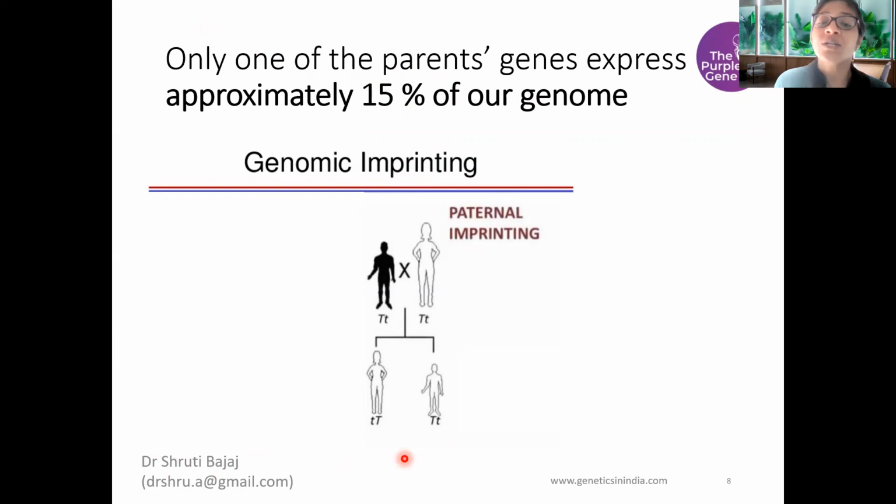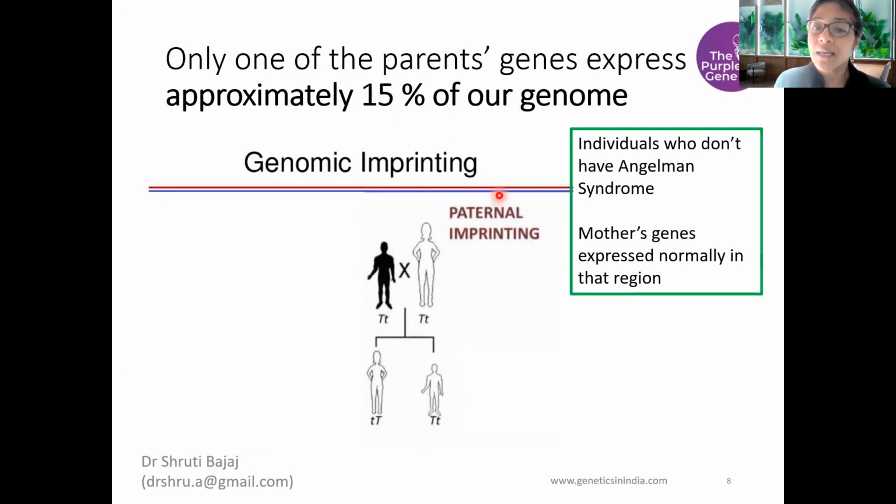Paternal silencing. So when the father's genes are silenced, this phenomenon is known as paternal imprinting. And in this case, the mother's genes then express themselves. Why is this important? In individuals who do not have Angelman syndrome, it is the mother's genes which are expressed normally within a given region. So in the long arm of chromosome number 15, 15q region, there are certain genes which are expressed only when they are inherited from the mother, because the father's corresponding copy is silenced in that region.